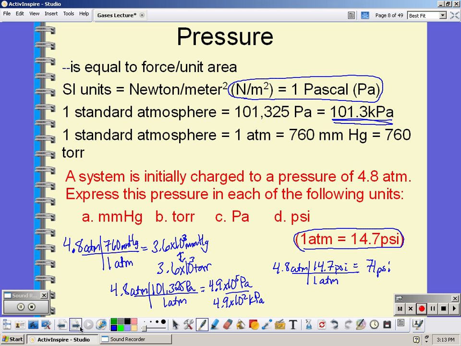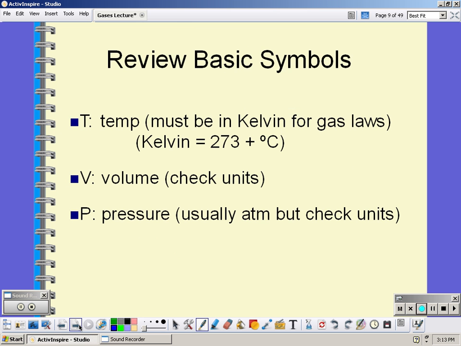So just remember a little bit of review. T is for temperature, capital V is for volume, capital P is for pressure. You always want to make sure that you check your units, so it's going to be vital that you have numbers and units every single time you do something, and that the units cancel out. That will hopefully catch some of the common mistakes. The other thing to remember is that temperature must be in Kelvin, and that to convert to Kelvin we add 273.